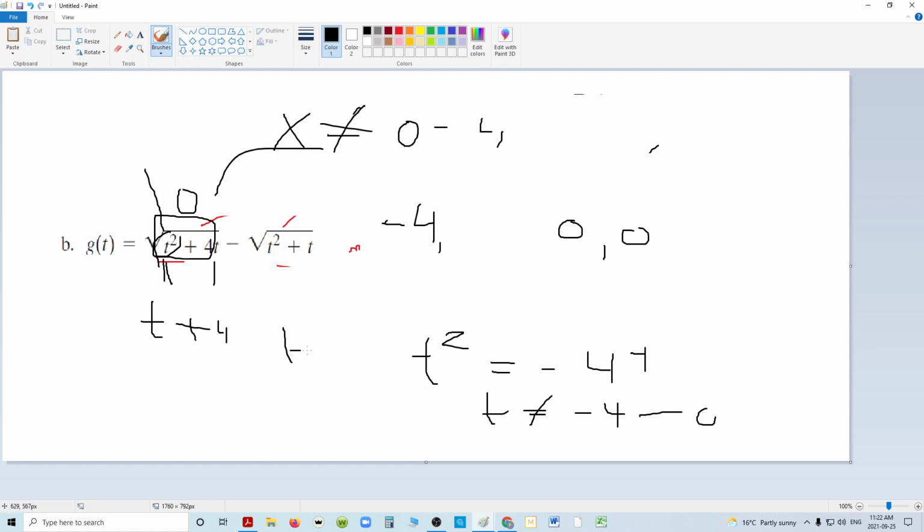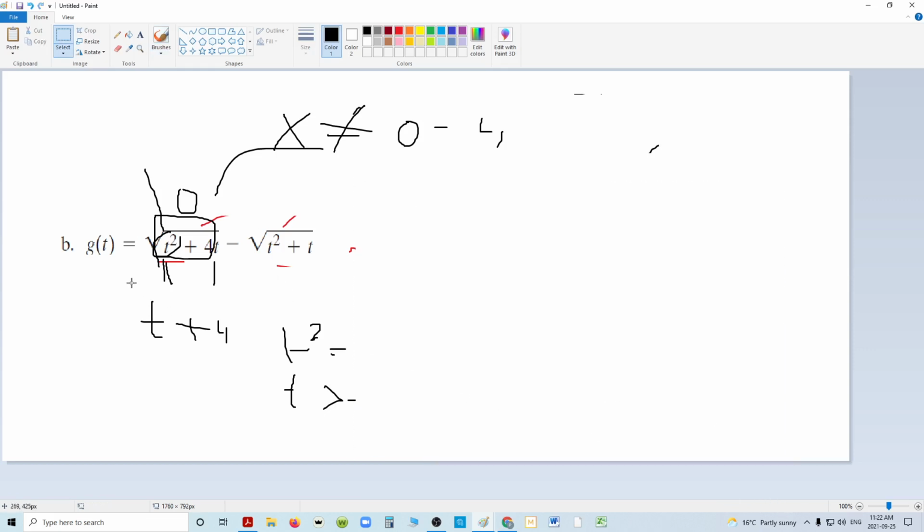Between this one, t squared cannot equal -t, or must be bigger than -t here. In other words, t must be bigger than negative 1. Because when it's negative 0.5 here, oh no, this is fine because it's plus. So this will always be a positive number. We just have a problem between 0 and minus 4 on this graph.